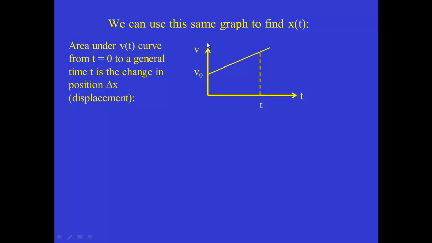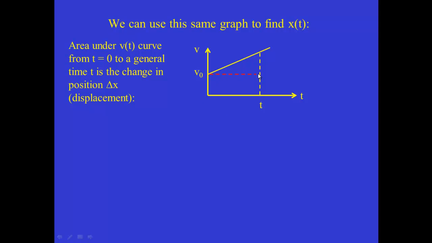But the case of constant acceleration motion is really nice because we can easily calculate this area underneath the velocity versus time graph. All we have to do is take that irregular shape and break it down into two pieces that have familiar shapes.